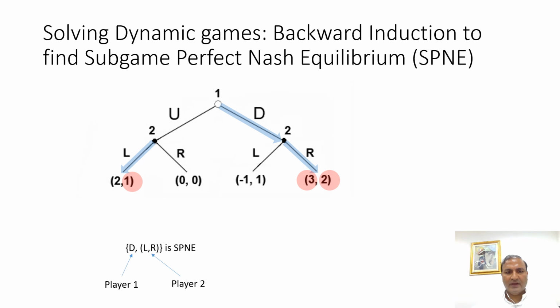So we write that if the game reaches here, player 2 will choose L, and if the game reaches here, player 2 will choose R. That is why we write L and R. But of course, the actual equilibrium path is that player 1 is choosing D and player 2 is choosing R, and the game ends. So this is the equilibrium path.